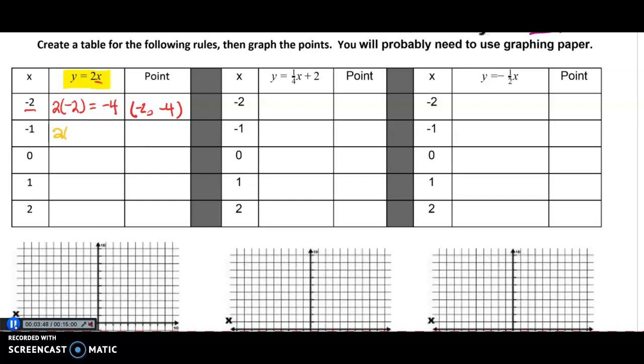Then I'm going to do 2 times negative 1, which gives me negative 2. So I get the point negative 1, negative 2. Then I do 2 times 0, which is 0. So the point is 0, 0. And then 2 times 1 is 2. So we get the point 1, 2. And then 2 times 2, which is 4, which gives us the point 2, 4.